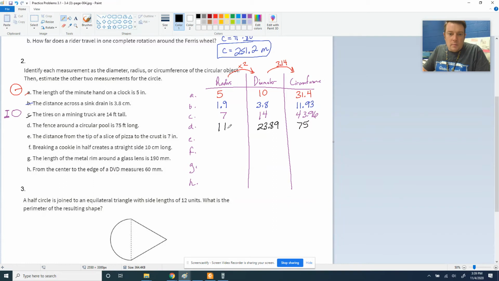So 11.94. Moving on to E. Let's go back to the red color. The distance from the tip of a slice of pizza to the crust.